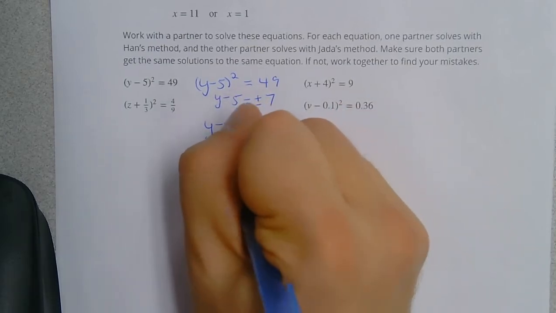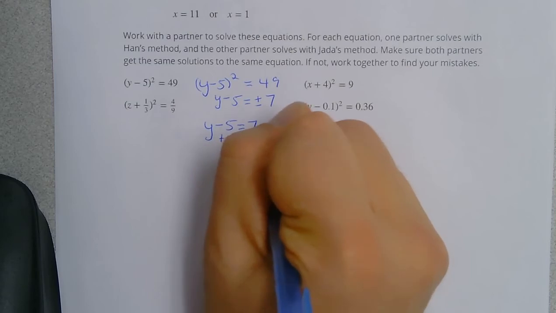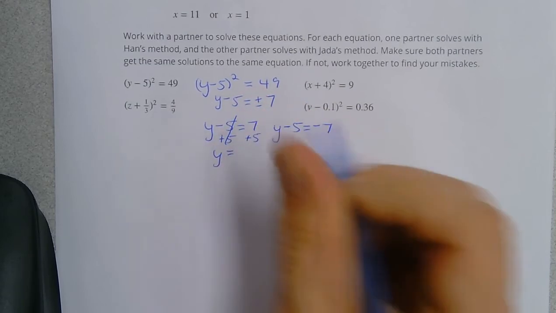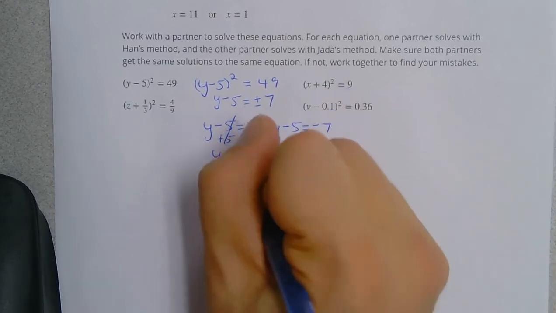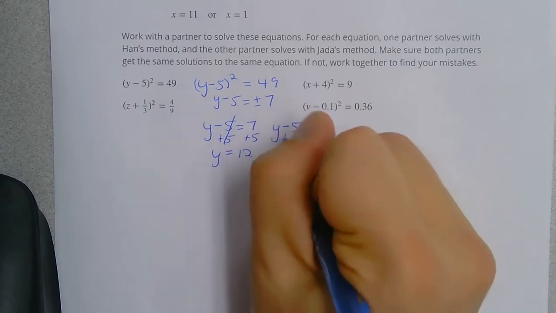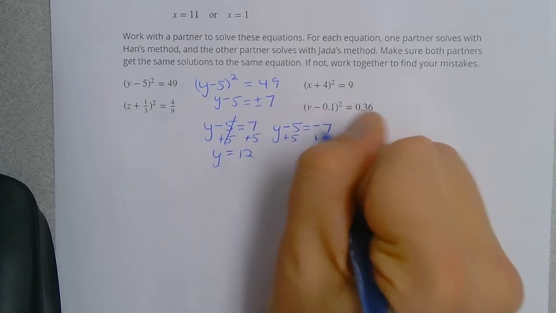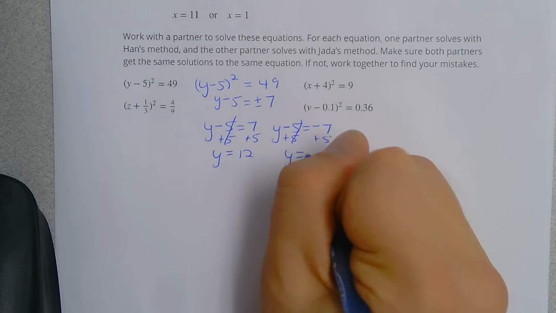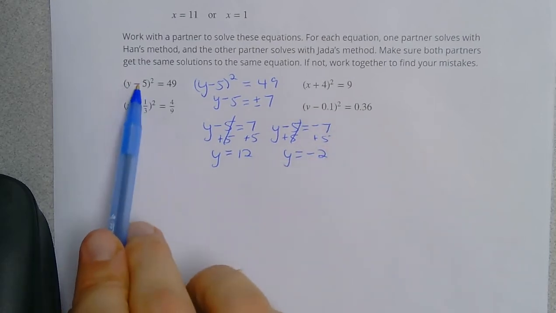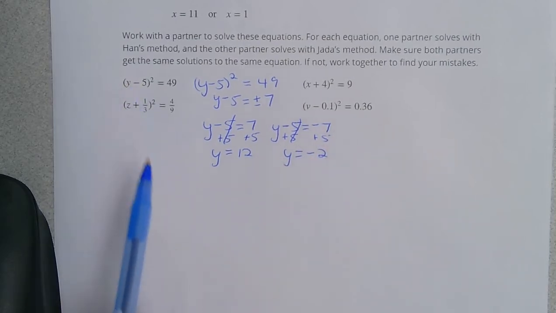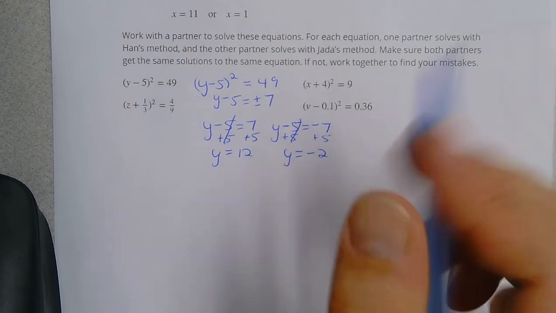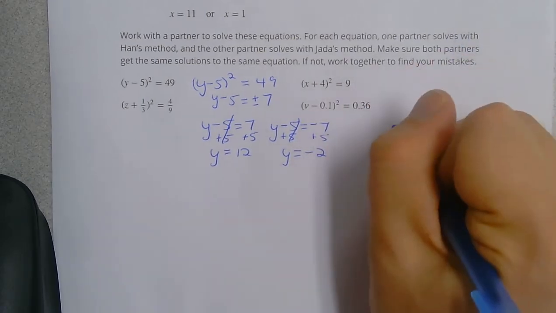Adding 5 to both sides, I get y is equal to 7 plus 5 is 12. And then adding 5 to this side, y is going to equal negative 2. So we solved that one. I'm not going to solve all of these for you, but I'm going to do another example with decimals.